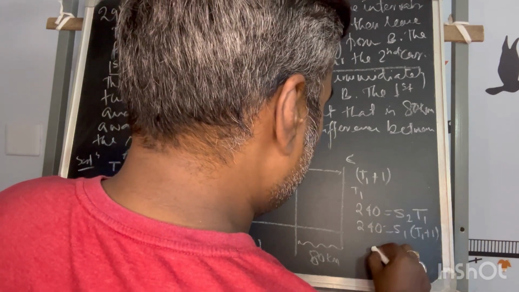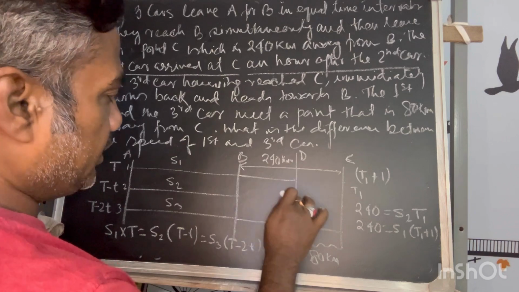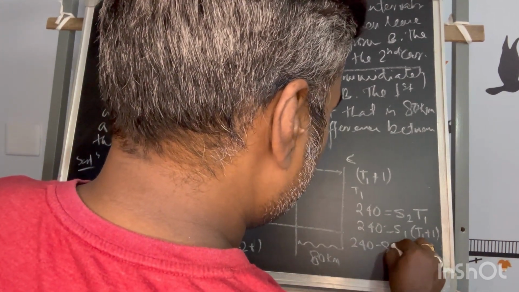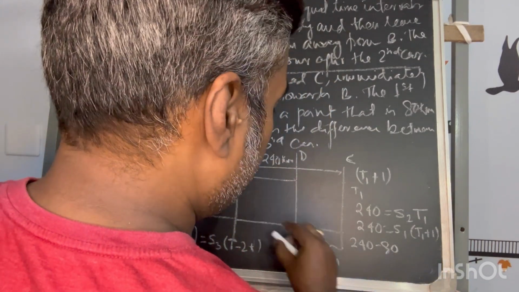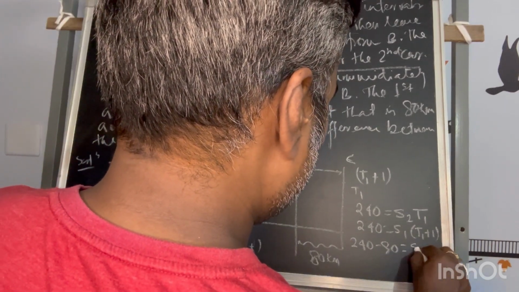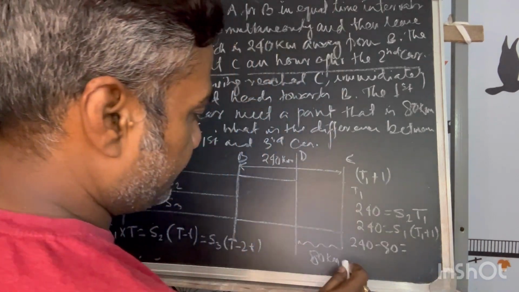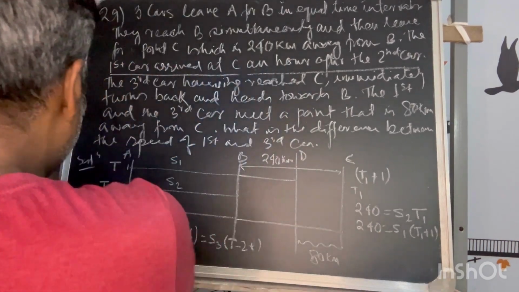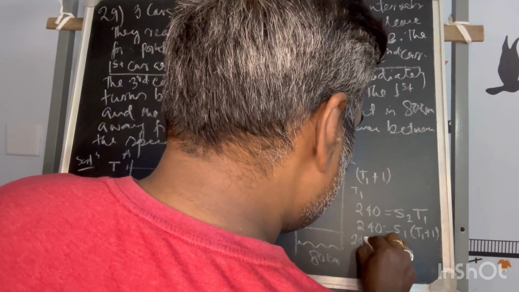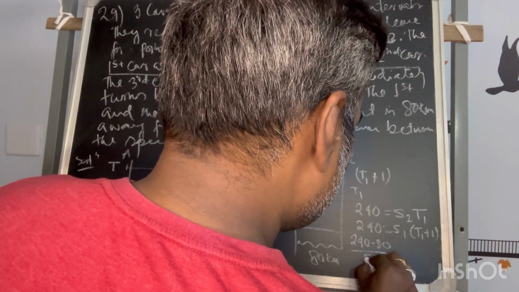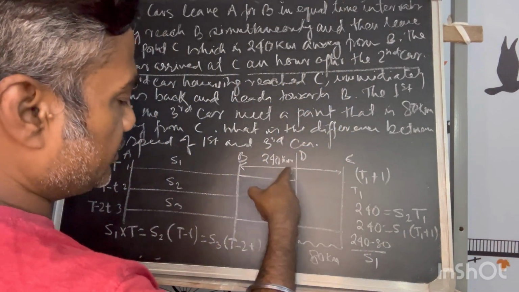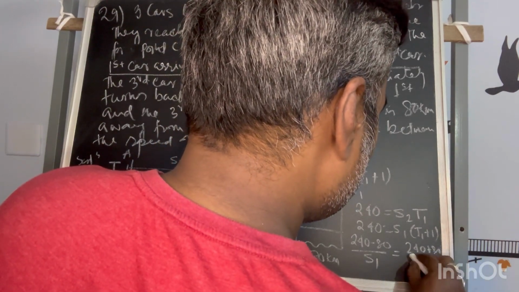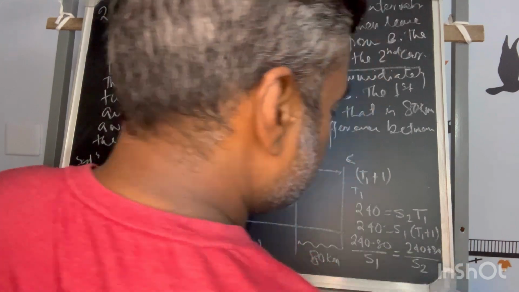So if I equalize this, another thing is that when the first and third car meet, the equation would be 240 minus 80. For the first car, the time is the same, so 240 kilometers with the speed S1: 240 minus 80 by S1 will be the time taken for him to move this much, and in that time the third car will move 240 plus 80 by S3. So this will be the case.